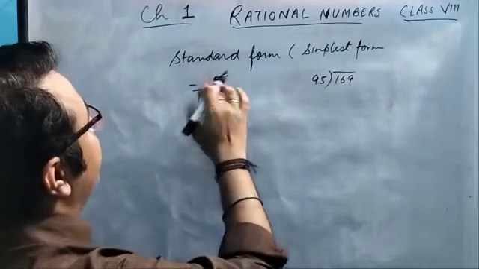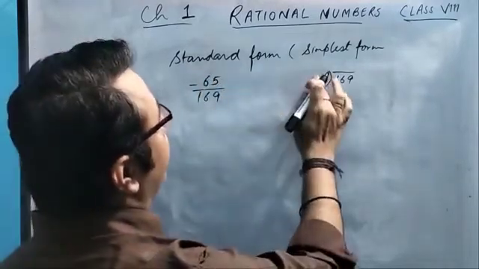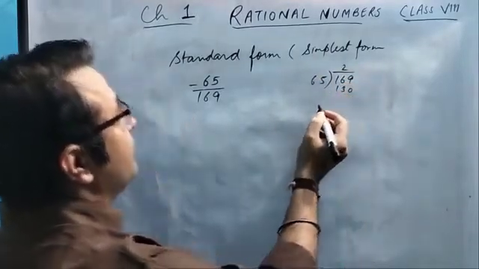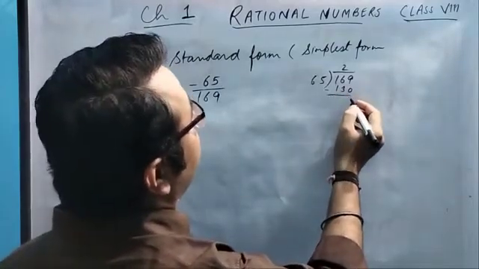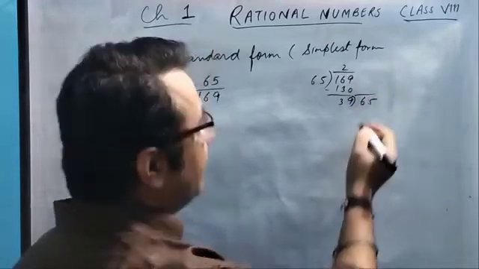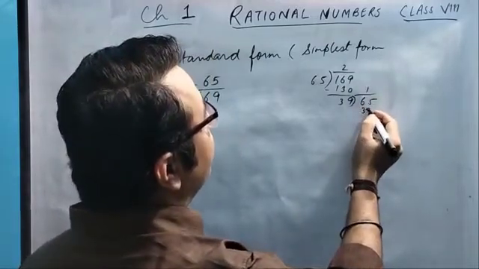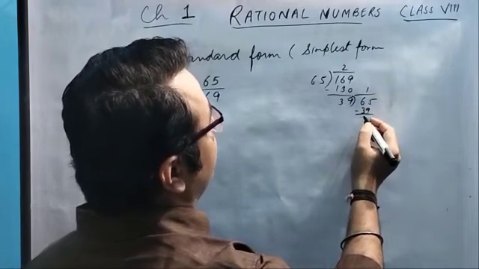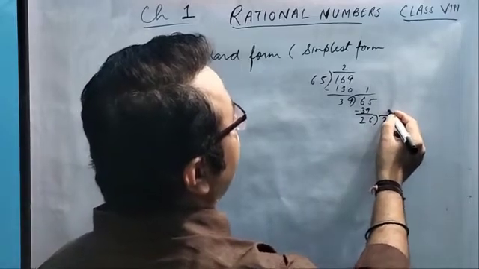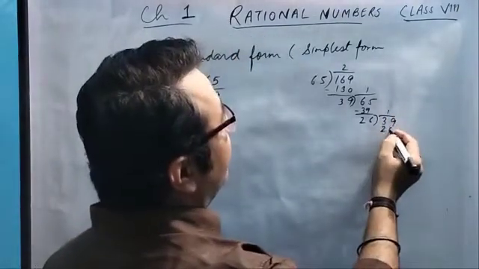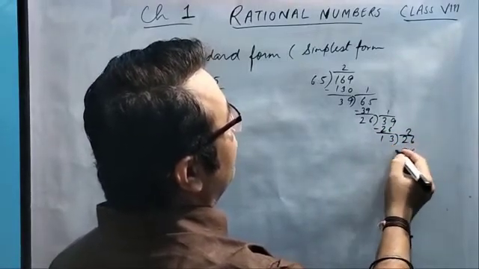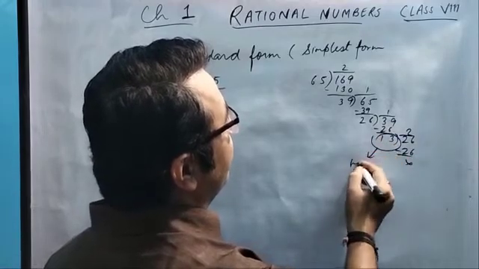Let us take the numbers 65 and 169. So 65 will go 2 times, 130. Subtract it. 39 will be the remainder. Now we will divide 65 by 39. It will go 1 time. The remainder is 26. Now we will divide 39 by 26. It will again go 1 time. The remainder will be 13. This will go 2 times. So 13 is the HCF here.